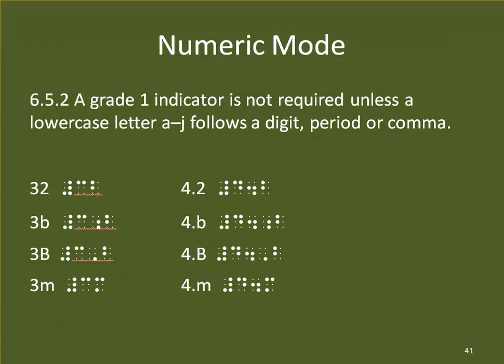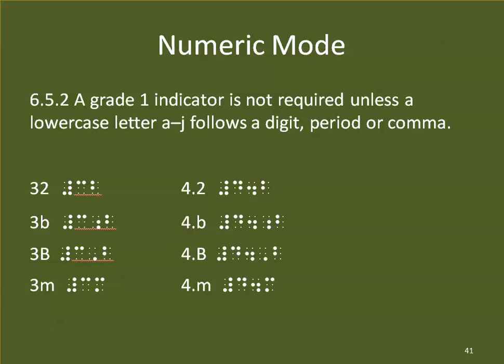Some more examples of showing how this all works together. A grade 1 indicator is not required unless a lowercase letter A through J follows a digit, period, or comma, because numeric mode carries through digits, periods, and commas, and because the same dot configurations for lowercase letters A through J look like numbers. So that's why we need grade 1 indicators for those things, but not for anything else.